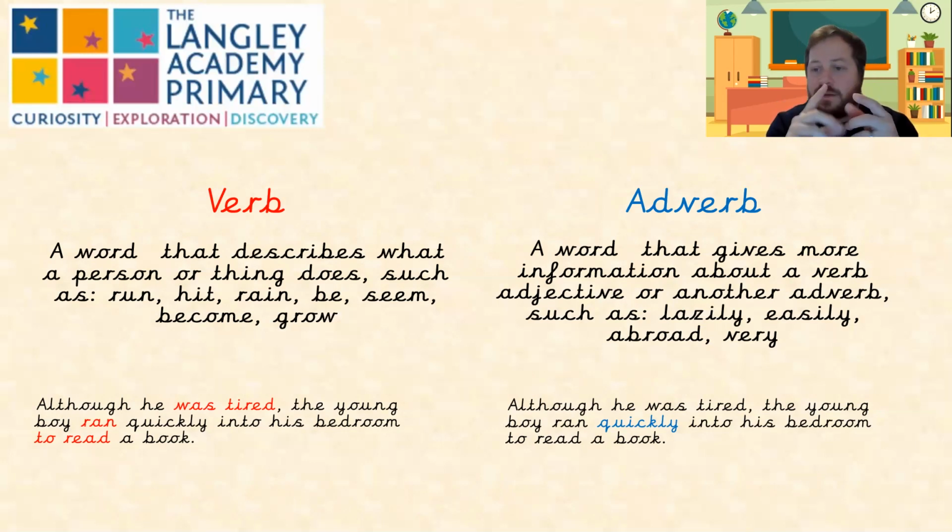So we have lazily or easily, abroad or very. Very gives kind of an idea of how much. So it normally is linked to another adverb. We might have an adjective that it's linked to, or a verb that it's linked to. Quite often it's a verb. It just gives more information to the sentence, normally the doing part or the thing that happens in the sentence.